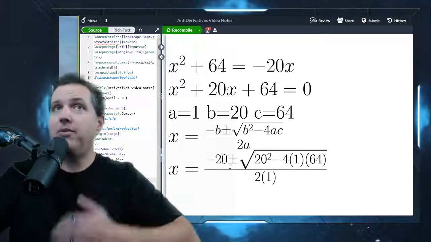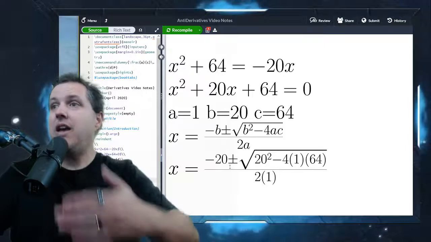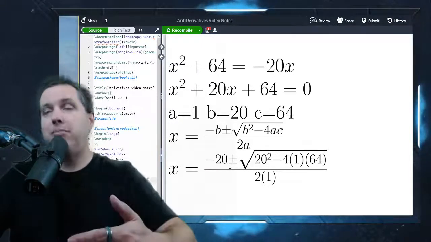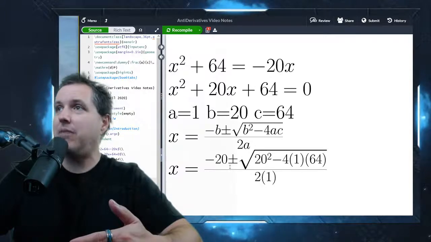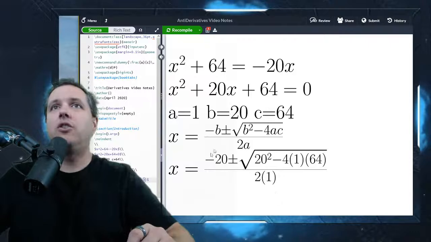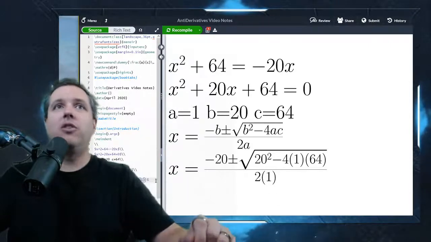When I'm grading papers, the people who just substitute in and then take more lines to simplify make fewer mistakes than the people that are trying to substitute and simplify at the same time. It's just too many things for your brain to keep track of. So don't do that. Okay, now we can look at simplifying.